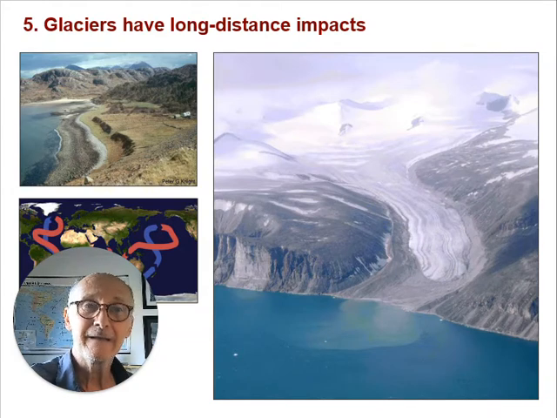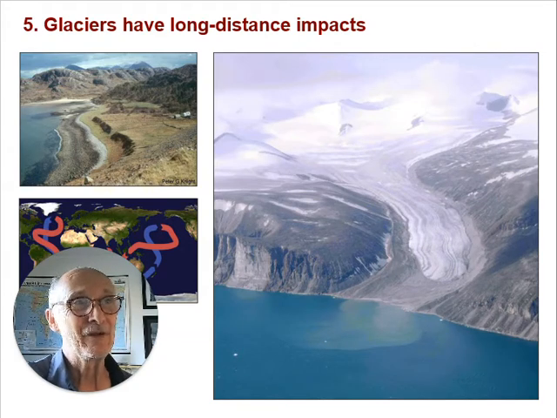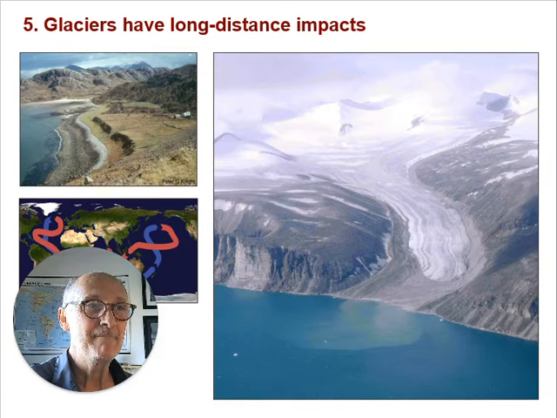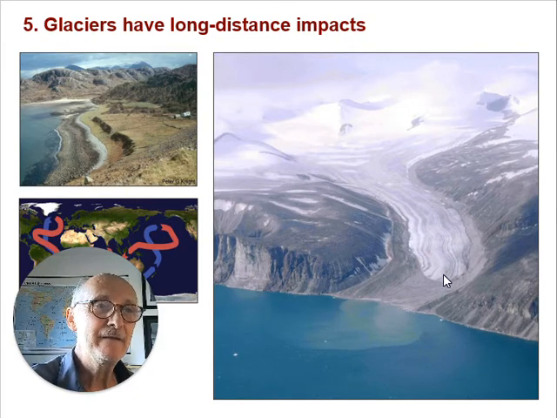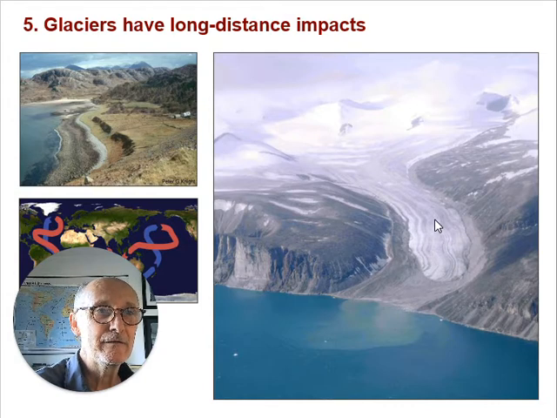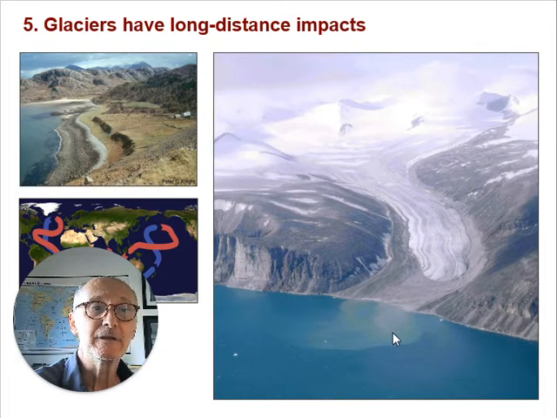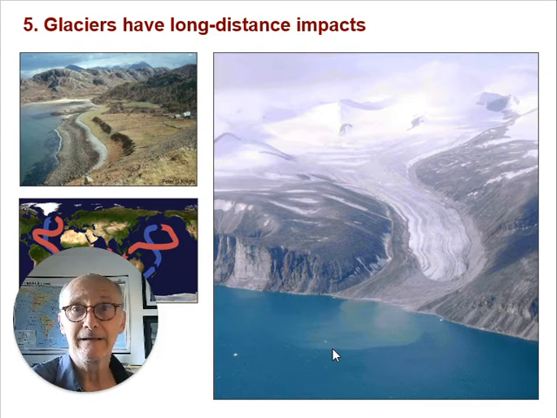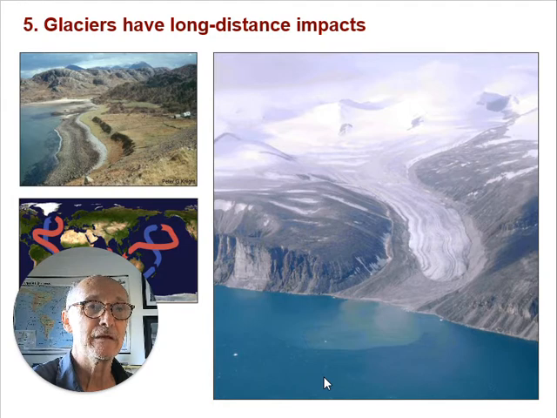Number 5, glaciers, as well as being local, they are global. They have long distance impacts, and there are some examples of that here. In the main photo here from Baffin Island, you can see this glacier is pouring sediment out into the ocean, and that is affecting the global oceanic system. These sediments will be deposited in the ocean basins. Water from the glacier is going to be affecting the ocean system.